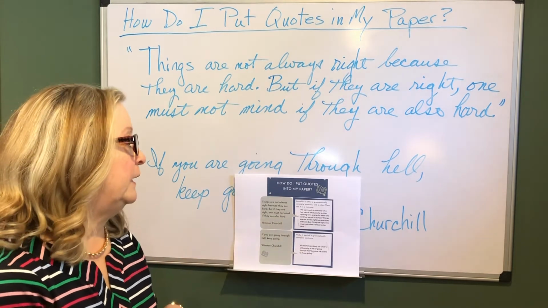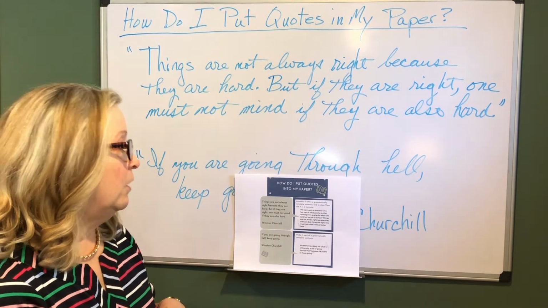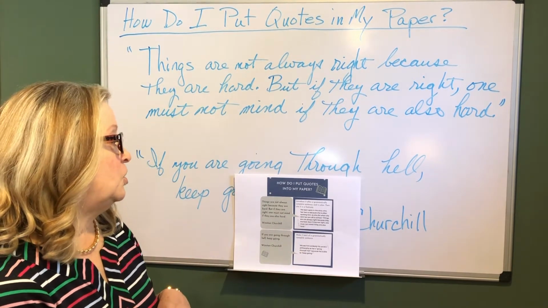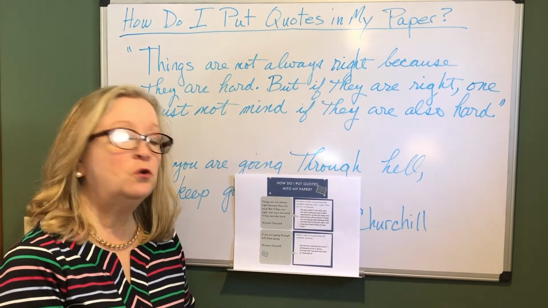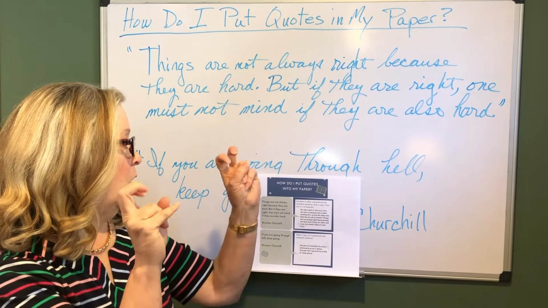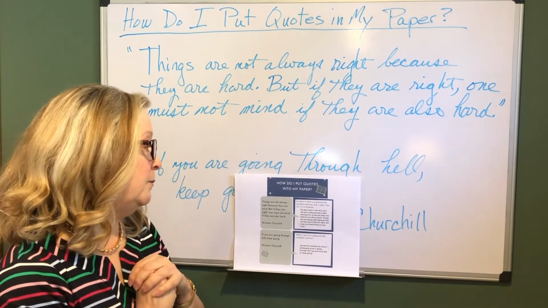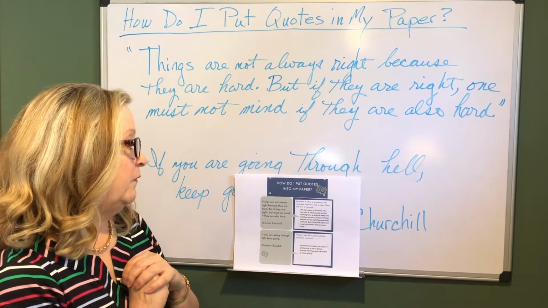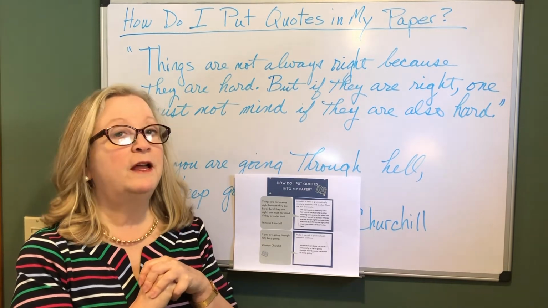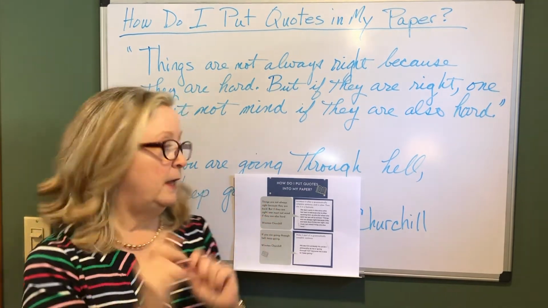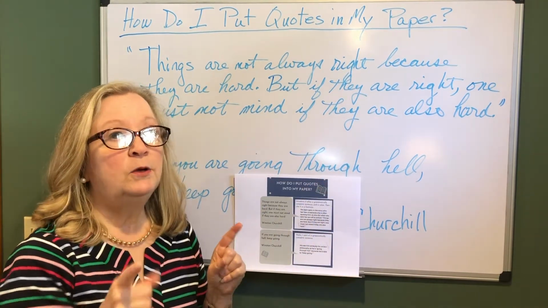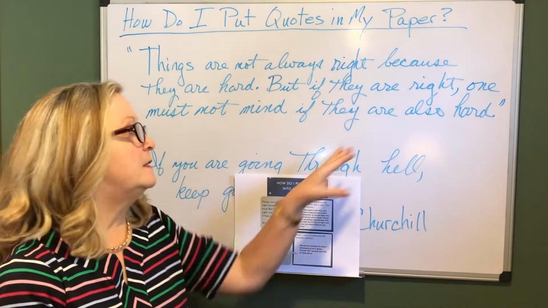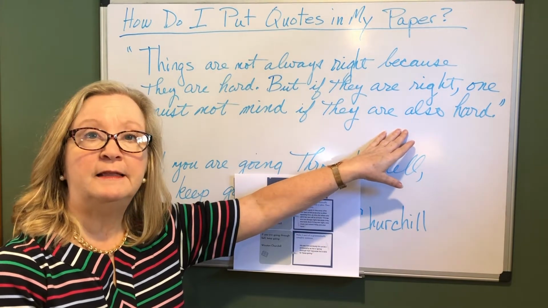We learn early in the story who our hero is because she is often quoting him, as she did when she sent her son off to school. Quote, "Things are not always right because they are hard, but if they are right, one must not mind if they are also hard." End quote. And then you would put the little footnote. Because yes, you have to put the footnote at the end and cite who originally said this.